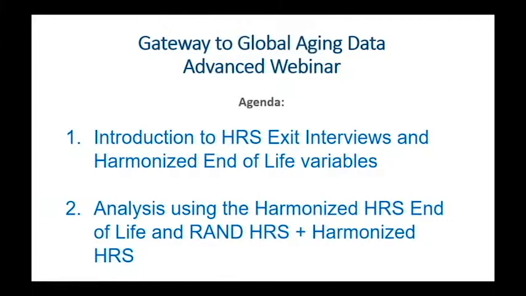The RAND HRS is a user-friendly version of a subset of the HRS core interview data, which has existed for years and offers an extensive number of variables. The Harmonized HRS was first released last year by the Gateway and is meant to be a supplement to the RAND HRS, having core interview variables that the RAND HRS doesn't already have.